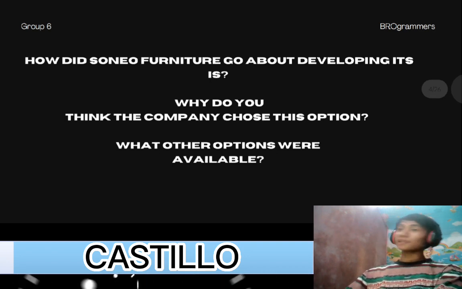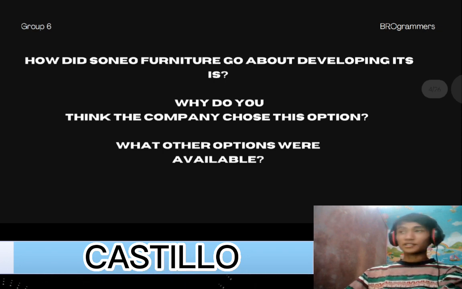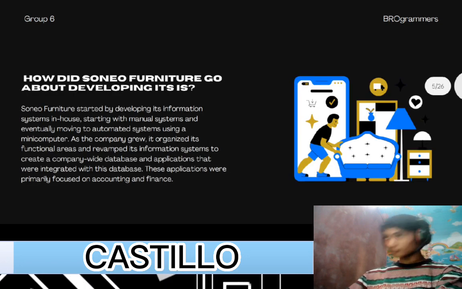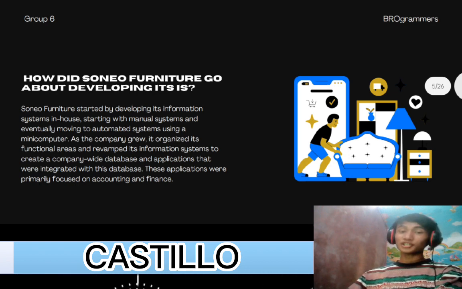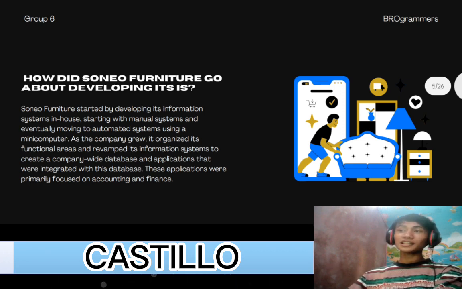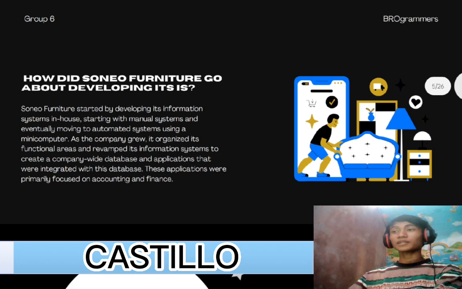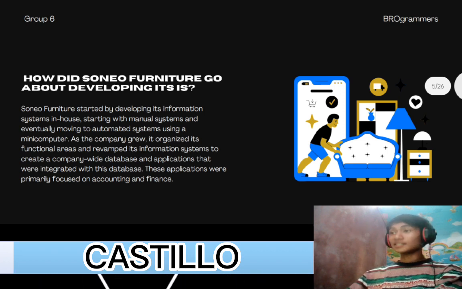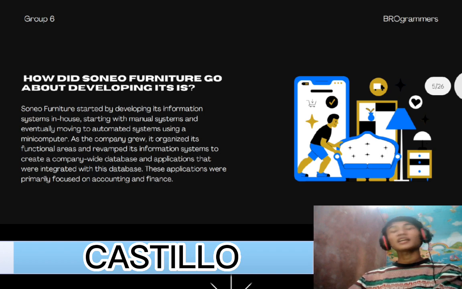So to begin with, Sonia Furniture began by developing its information system in-house, starting with a manual system and eventually transitioning to automation using a mini computer. As the business grew, the company organized its functional areas and renovated its information system to create a company-wide database and applications that worked with this database. These applications were primarily focused on accounting and financial areas.